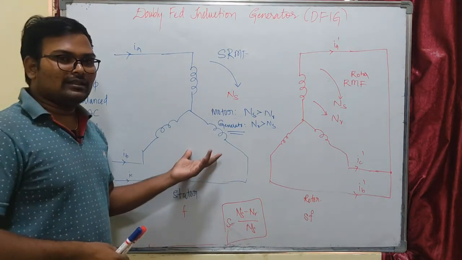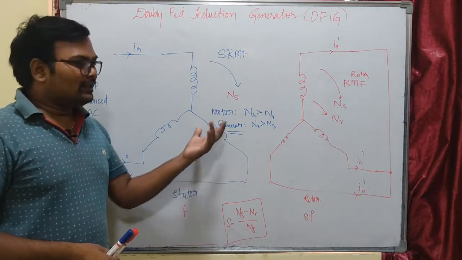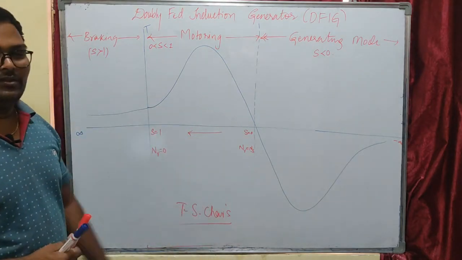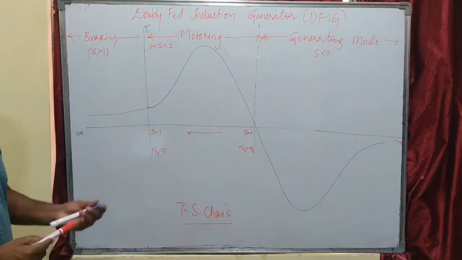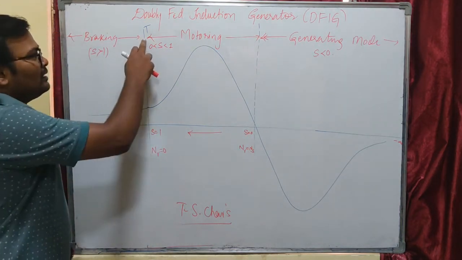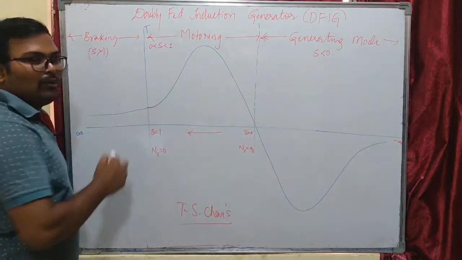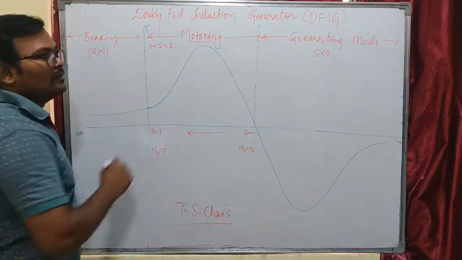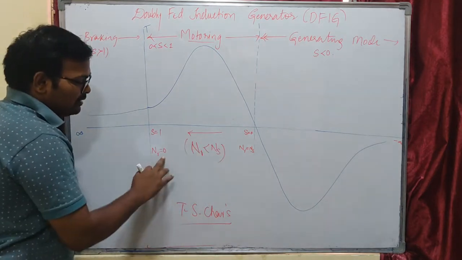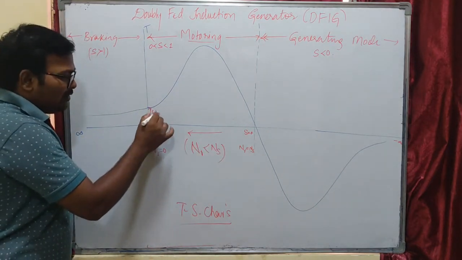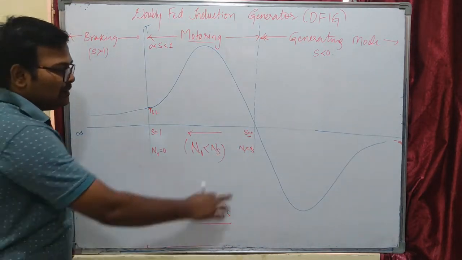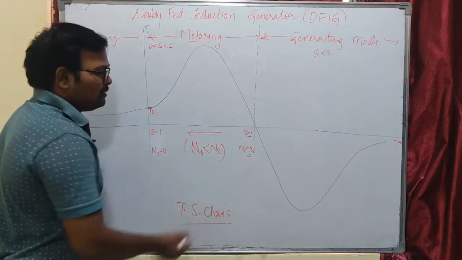Now let us try to understand the torque slip characteristics of our induction generator and induction motor. This is the torque slip characteristic of our induction machine. Here you can see the torque slip characteristics of a motor are between slip equal to 0 and slip equal to 1. In this region our induction motor operates in motoring mode. That means our rotor speed is less than synchronous speed. At the time of starting, our rotor speed is 0. At s equal to 0, the rotor speed would equal synchronous speed, which is not possible in an induction motor.